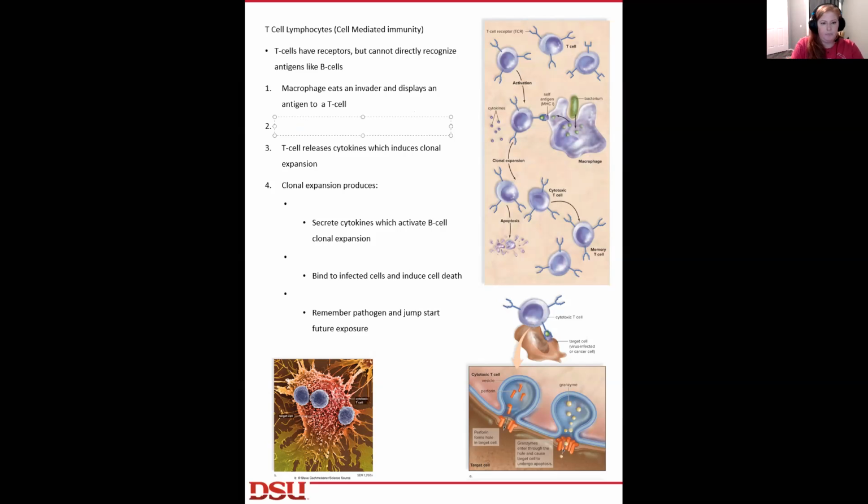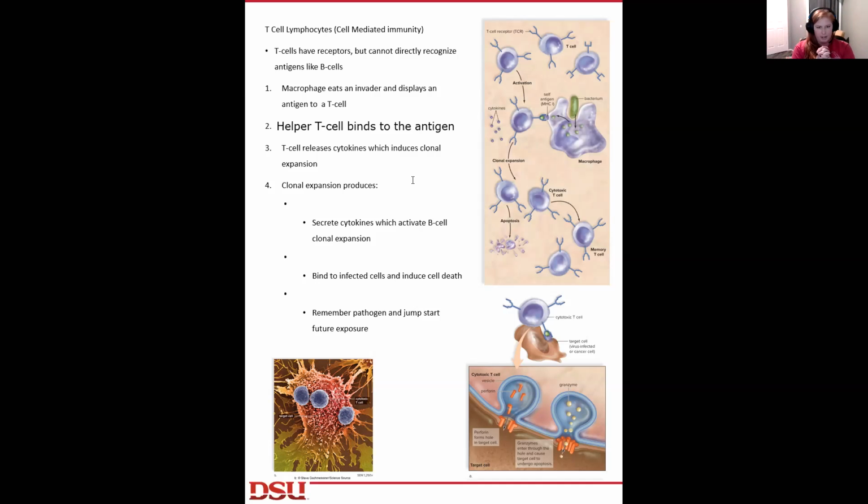I'm going to be specific here because we're going to get into 3 different types of T cells. In this case, it's the helper T cell that's going to bind. All right, so the macrophage finds an invader, destroys that invader, takes the parts of that invader to a helper T cell and says, look what I have found. And the helper T cell takes that antigen and then starts the clonal expansion process. And it does that by releasing cytokines, which, remember, is a chemical signal, okay?